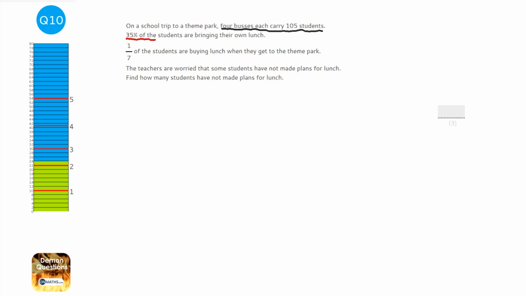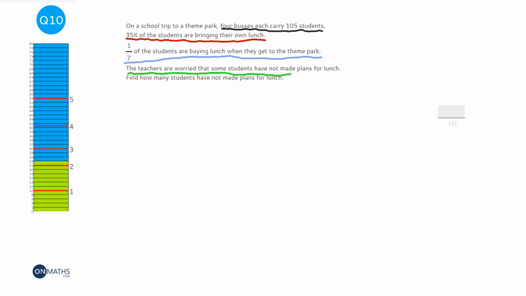It says 35% of the students are bringing their own lunch, so we don't need to worry too much about those students. A seventh of the students are buying lunch when they get to the theme park, and the question basically asks how many have not made plans for lunch. So they're not bringing their own lunch, and they're not planning to buy lunch there.